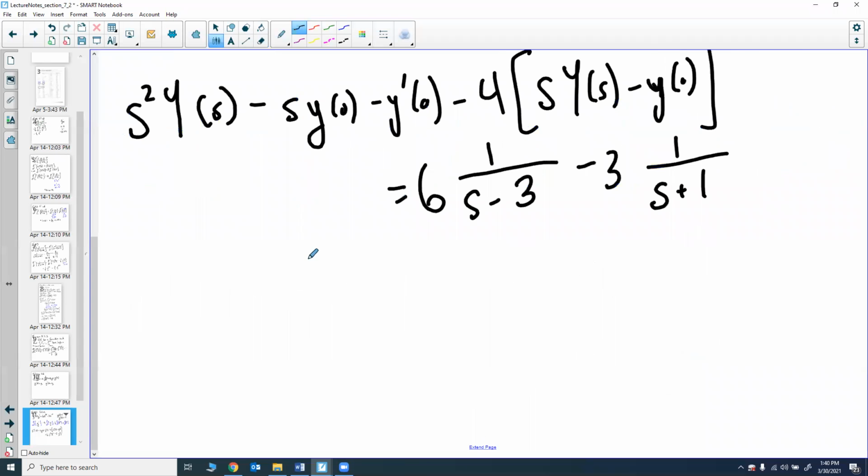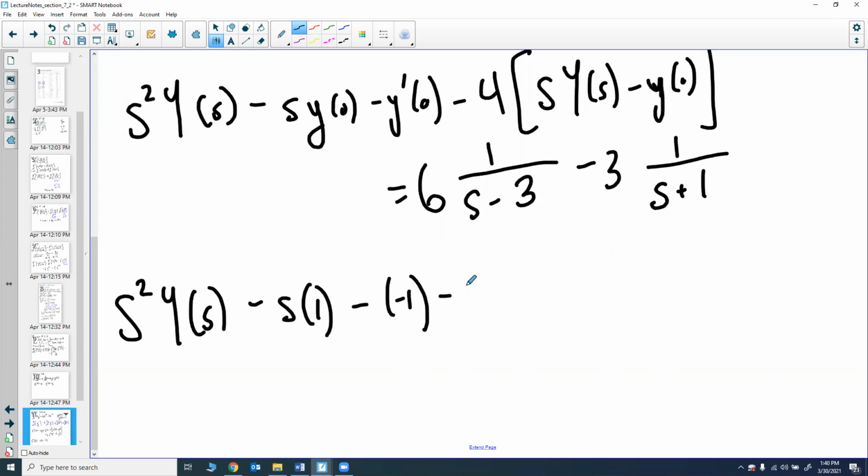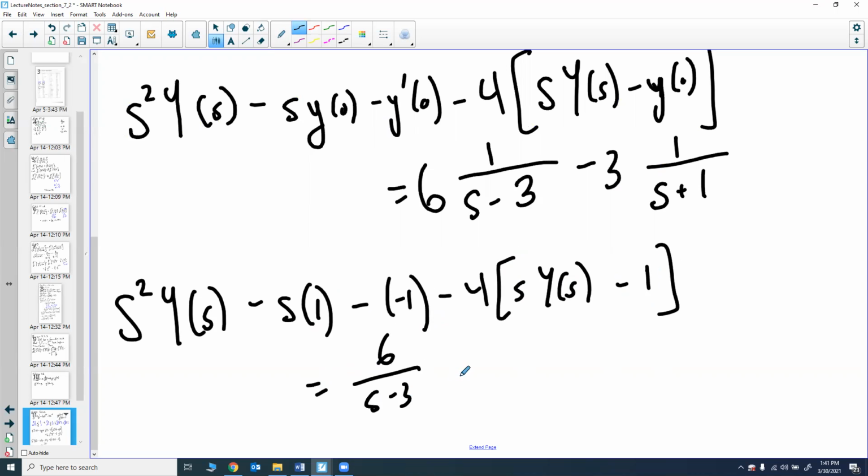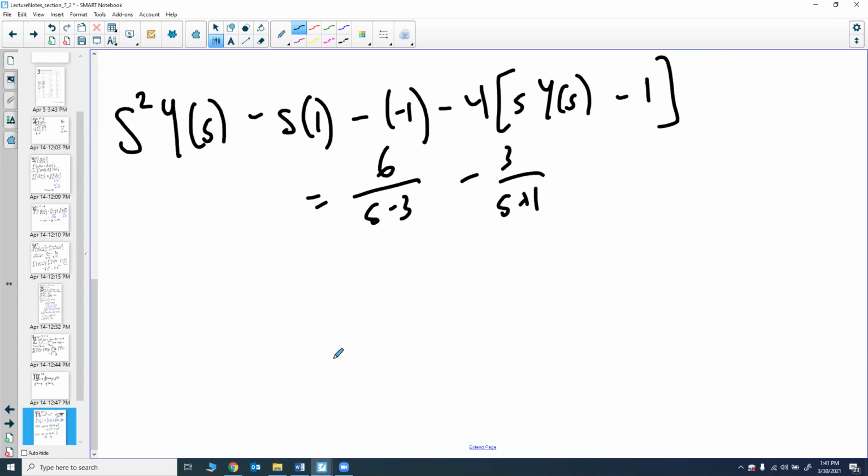So this looks like a mess. Now we have to figure out what to do with this. One thing to do is to maybe multiply everything out, collect like terms. Also, we'll put in what y of 0 and y prime of 0 are equal to. So we're going to have s squared times Y of s minus s times y of 0, which if you remember was 1. Y prime of 0 was negative 1. Minus 4 times s times Y of s minus y of 0, which was again 1, and equals 6 over s minus 3 over s plus 1. Okay.